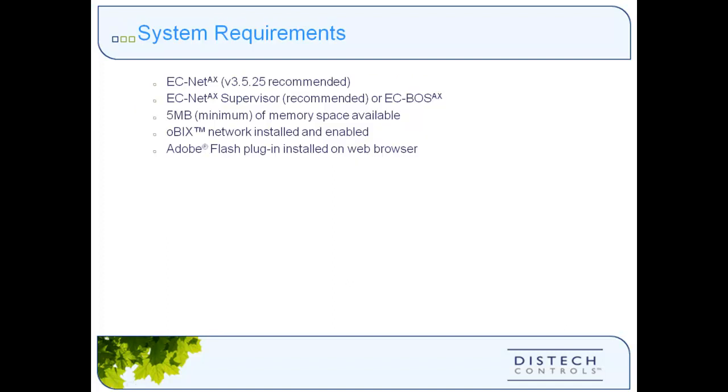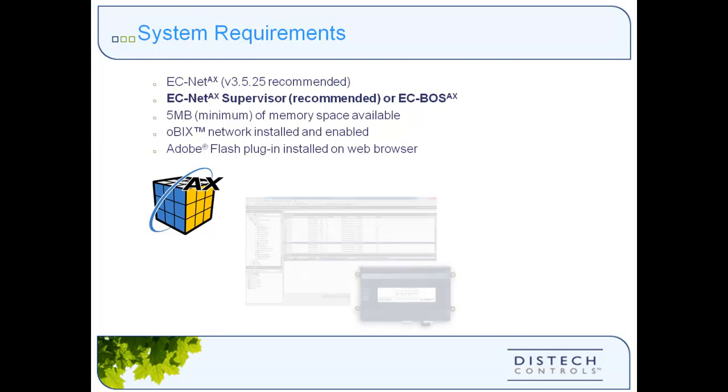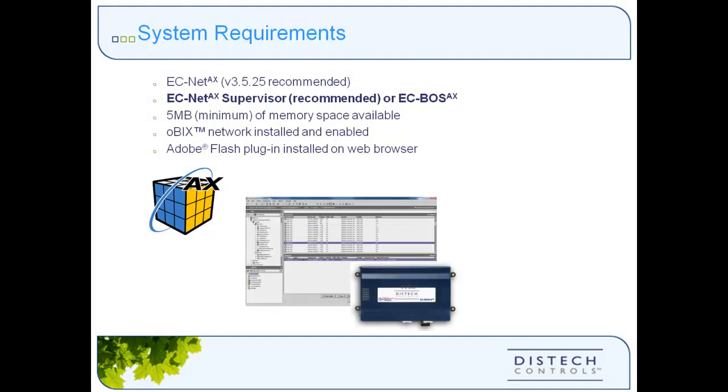Prior to installation, you need to make sure that you meet the following system requirements. ECNet AX EnerVue must run on an ECNet AX station. Version 3.5.25 is the minimum version recommended. It is strongly recommended that ECNet AX EnerVue be installed on an ECNet AX supervisor station due to the increased storage capacity, but it can also be installed on an ECBOS AX station.